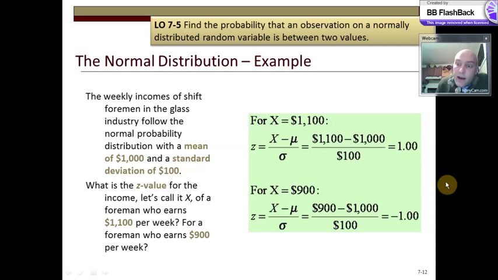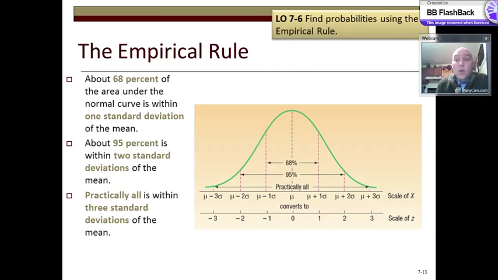$900, on the other hand, is still 1 standard deviation away, but this one's negative. So we can have positive distance or negative distance from the mean. That's the basic z-score example here.